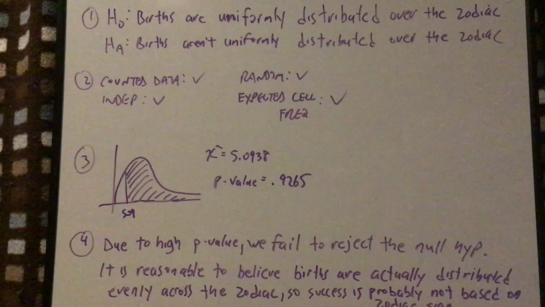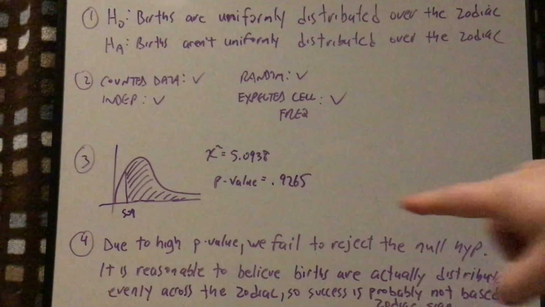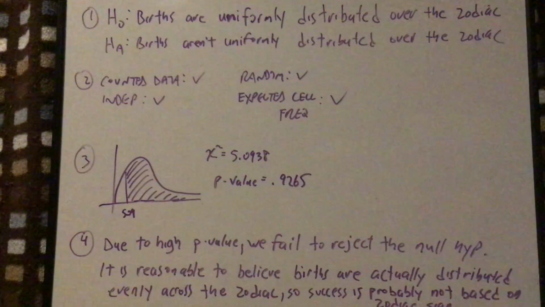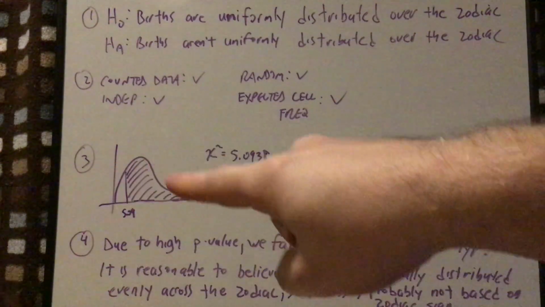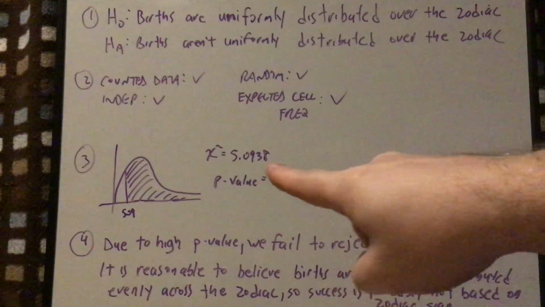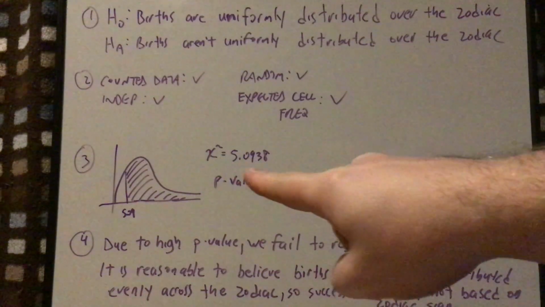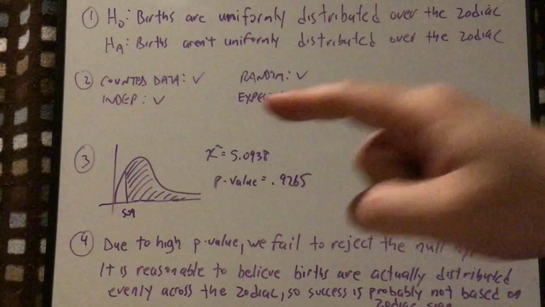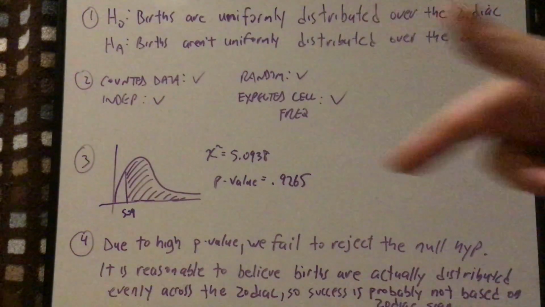Since they're all 21.33, we're good. So now this part, how do you figure out this stuff? Well, I have a picture of a chi-square curve. And where do I get this chi-square statistic from? The deviance adds up to 5.0938. So those numbers I was getting, that's what they add up to.